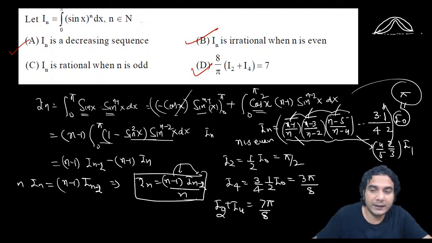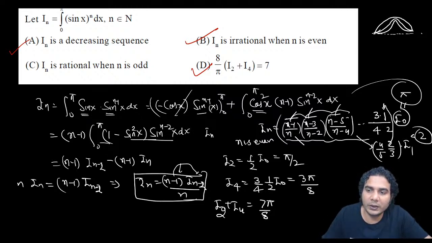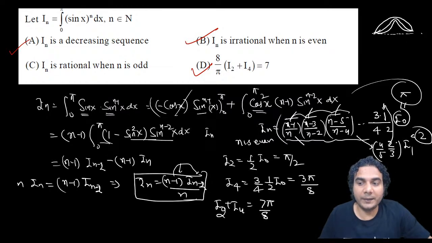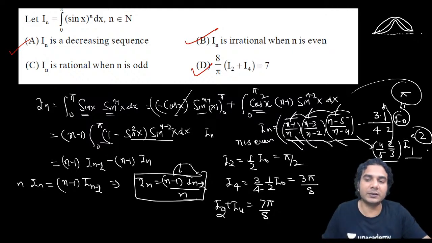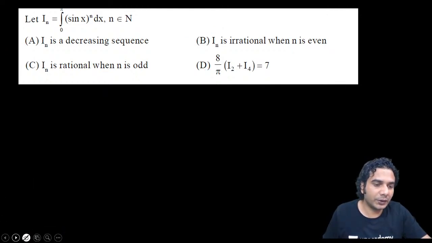So if it is ending at I1, what is I1? I1 is 0 to pi sine x, which is nothing but 2. All right, so in this case it won't be pi, not irrational. So now all these numbers are rational numbers, and this is also a rational number, right? So when n is odd, answer is going to be rational.